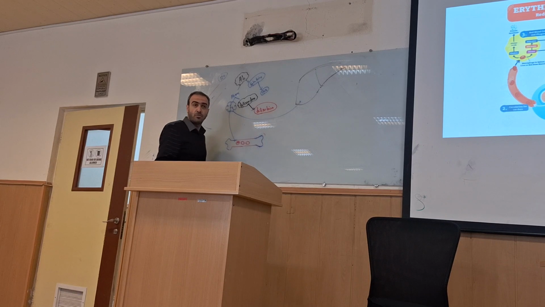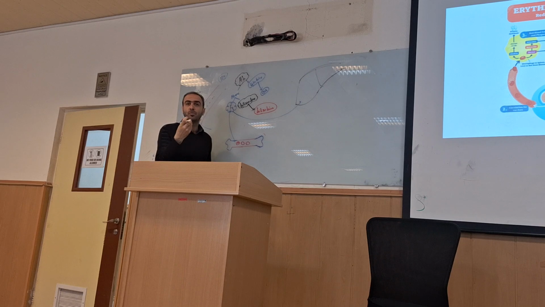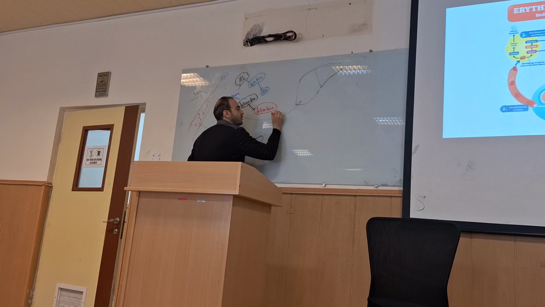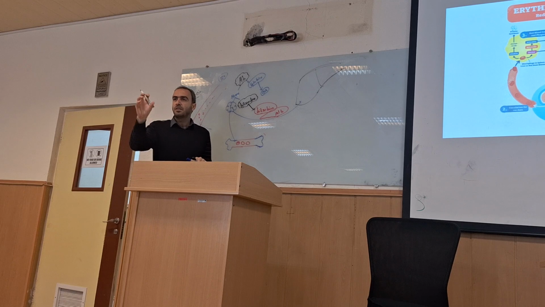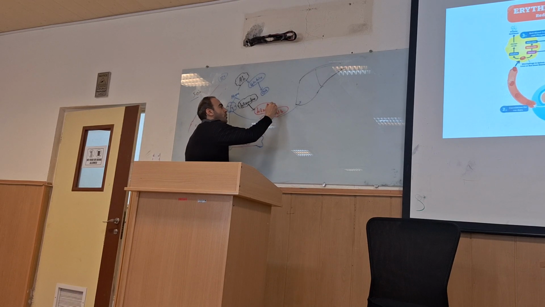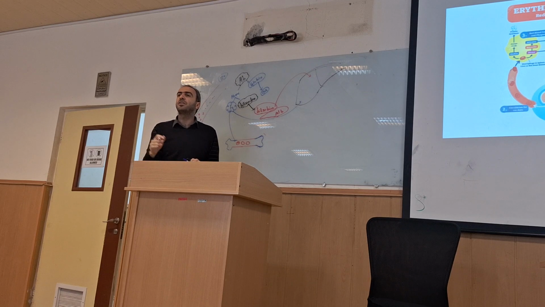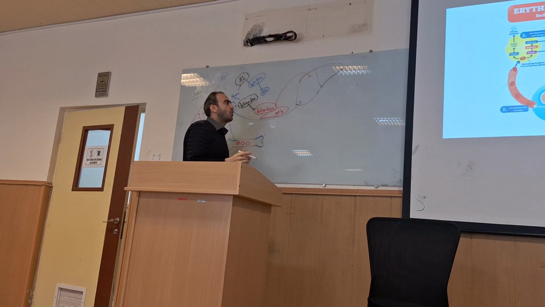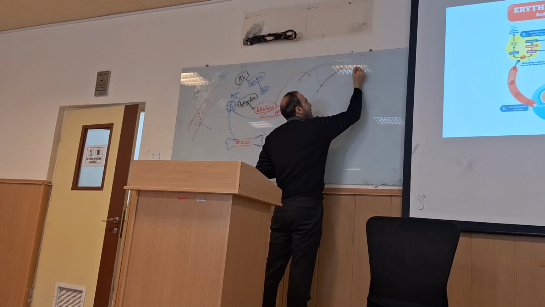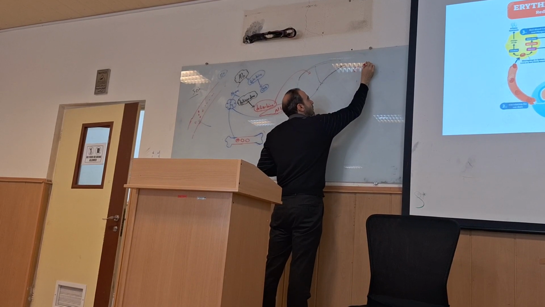Bilirubin is not water soluble, and we need to add something to make it somehow water soluble to transport it. Here, albumin takes bilirubin and transports it to the liver. In the liver, we need to add something to bilirubin to increase water solubility. We need glucuronic acid.